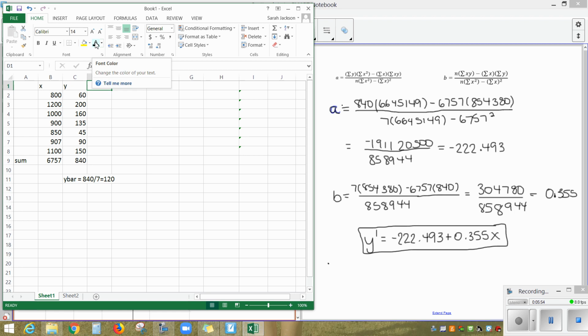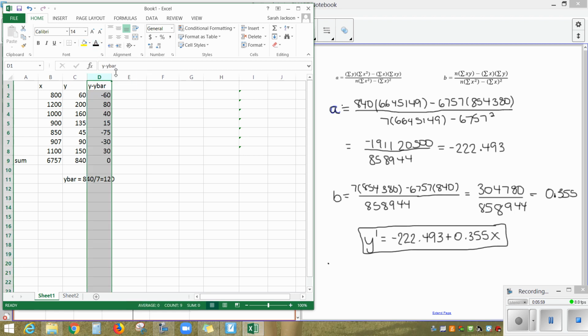So another column we're going to need, let's highlight the whole column, is y minus y bar, meaning our observed value minus 120. So I take 60 minus 120, 200 minus 120, 160 minus 120, and so on down the line. Please notice that the sum of my differences there is 0, and that should always be the case. The difference between your value and the mean, if you add all those up, will always zero out if you've done things correctly.